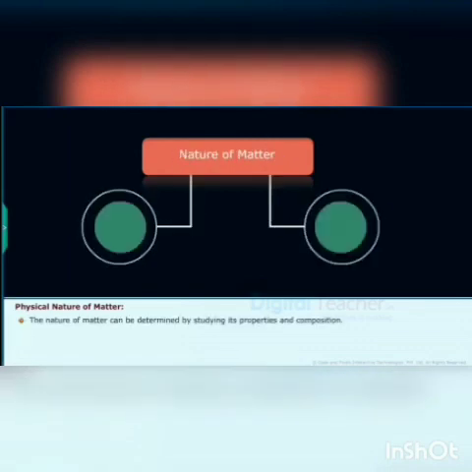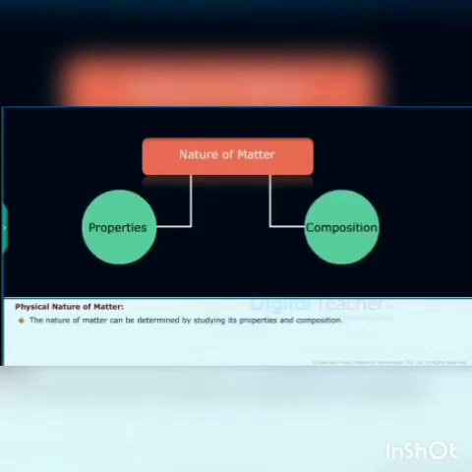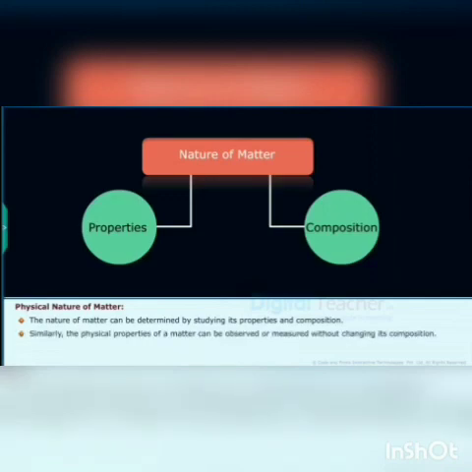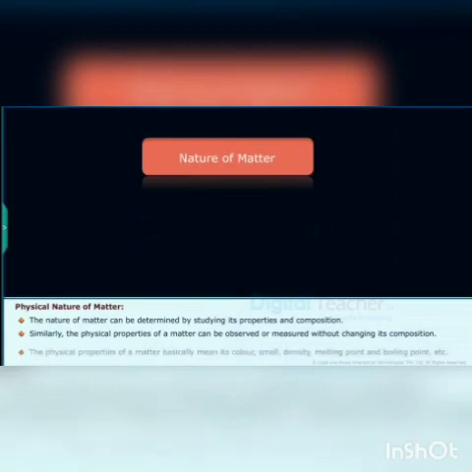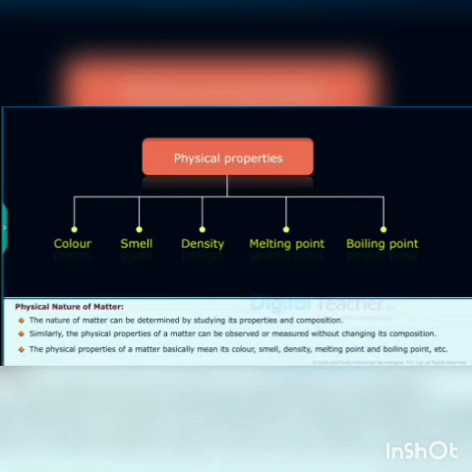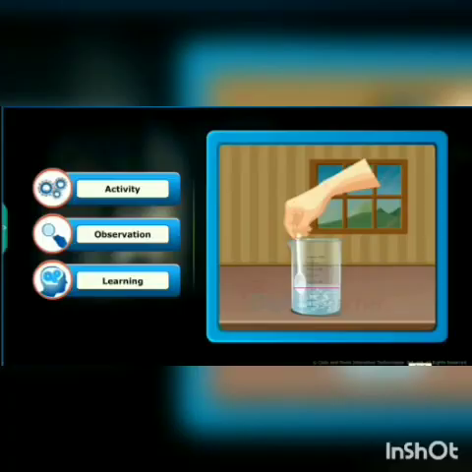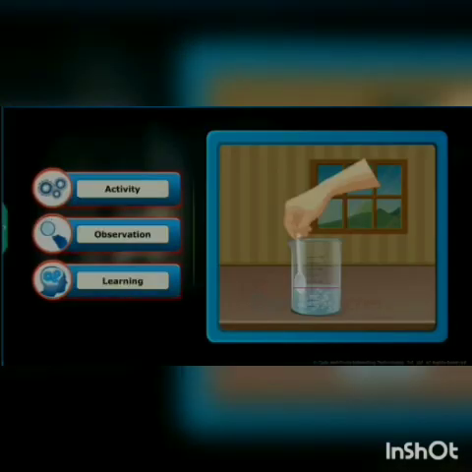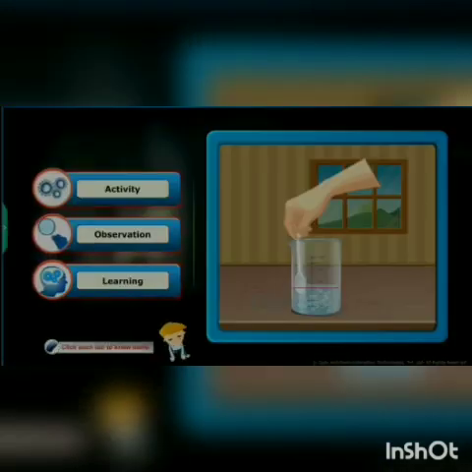Let us discuss the nature of matter. The nature of matter can be understood based upon its properties and composition. Physical nature of matter: the nature of matter can be determined by studying its properties and composition. The physical properties of matter basically mean its color, smell, density, melting point, boiling point, etc. Let us perform an activity to find out whether matter is particulate or continuous.